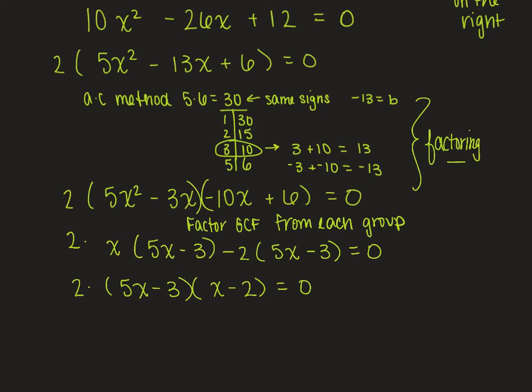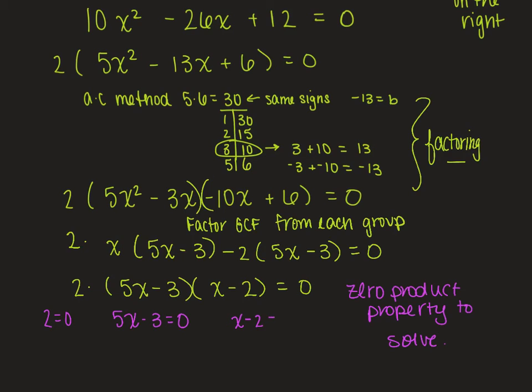So this is where we now can apply the zero product property. This is the place that we've been waiting for. So we want to use the zero product property to solve. So what that means, we're going to take each factor and set it equal to 0. So 2 is technically a factor. Factors are just things that are being multiplied to give us a total. So now we also have 5x minus 3 is a factor. We're going to set that equal to 0. And x minus 2 is a factor, also gets set to 0.